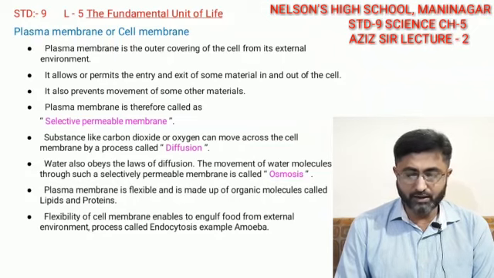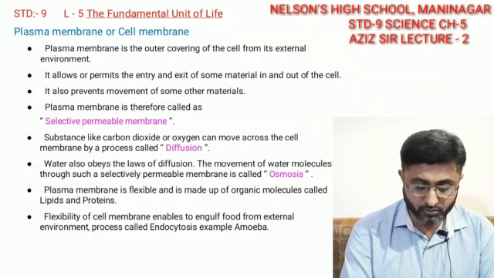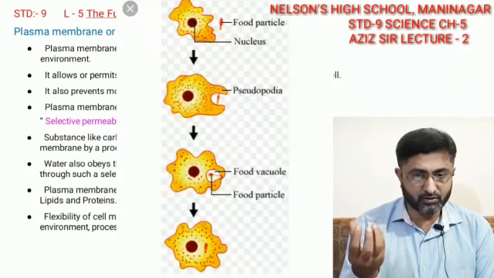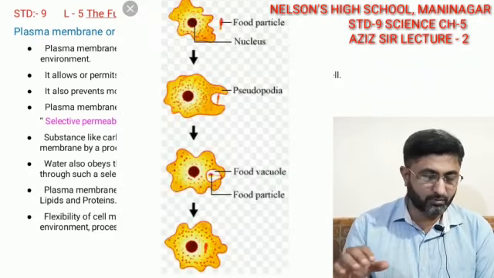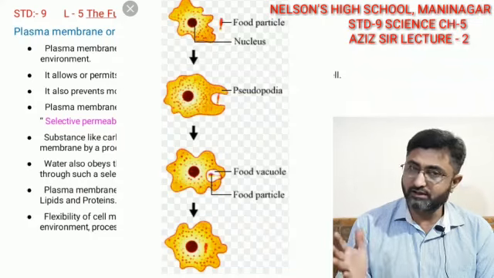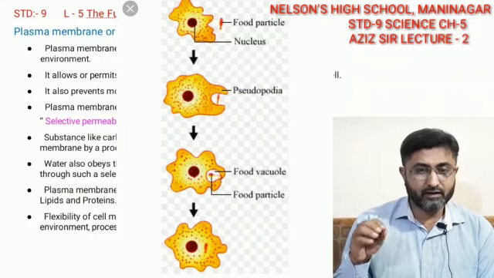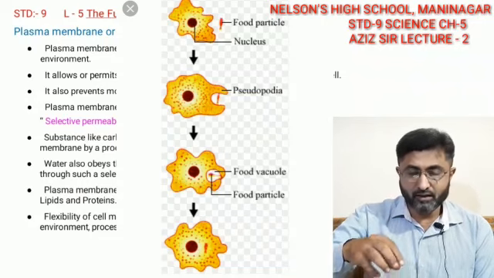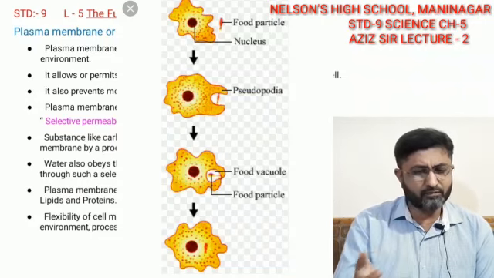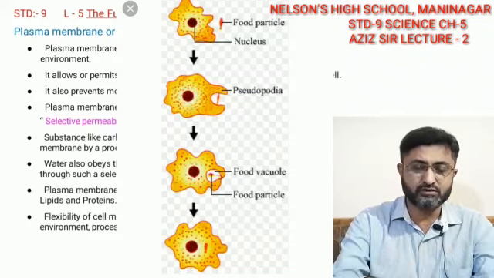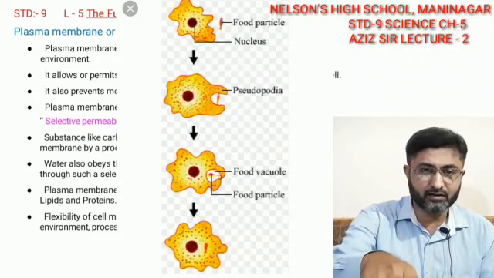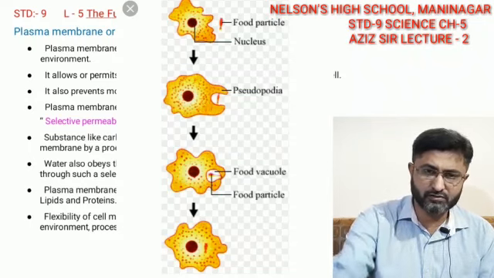Flexibility of the cell membrane enables it to engulf food, in the case of amoeba. Amoeba is a single-celled organism. It has only a plasma membrane and no cell wall, because it is an animal cell. It is like a water droplet with no boundary, and its boundary is quite flexible. It moves due to the flexibility of its membrane, continuously traveling like a drop, like a river.